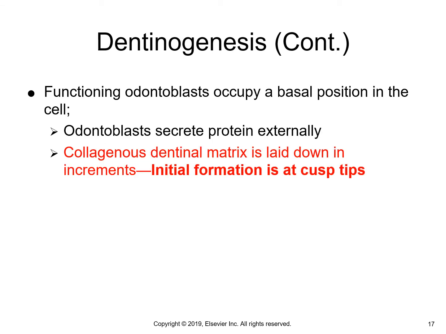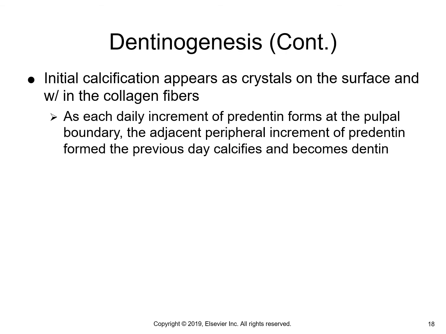The functioning odontoblasts occupy a basal position in the cell, and the odontoblasts secrete protein externally. A collagenous dentinal matrix is laid down in increments, and this initial formation is at the cusp tips. The initial calcification appears as crystals on the surface with collagen fibers. As each daily increment of predentin forms at the pulpal boundary, the adjacent peripheral increment of predentin formed the previous day will calcify. So the day before it lays down predentin and that calcifies. The next day we lay down a new increment of predentin, and then the next day it calcifies, and so on and so forth.